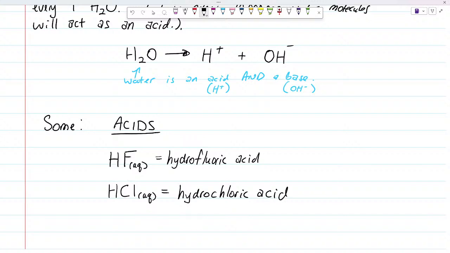We use it all the time. It's safe, it's easy, it's cheap to make. You bubble chlorine gas through water, and it will make hydrochloric acid. So, nice and cheap.